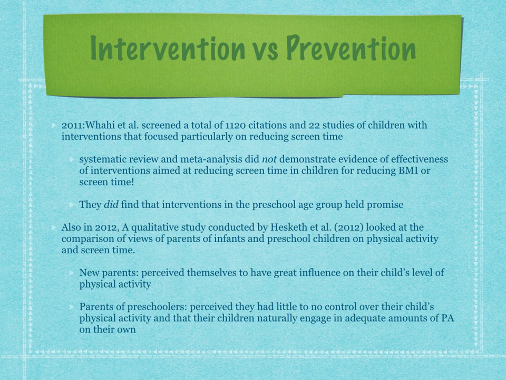So we'll move on to intervention versus prevention. In 2011, Wahi and company screened a total of 1,120 citations and 22 studies of children under the age of 18, with interventions that focus particularly on reducing screen time. The systematic review and meta-analysis did not demonstrate evidence of effectiveness of any interventions aimed at reducing screen time in children, or reducing BMI or screen time. So if the intervention aimed at reducing screen time, the BMI overall wasn't reduced, nor was the screen time reduced, basically is what they're saying. The gleaming light in this review is that they did find that interventions in the preschool age group did hold some promise. We'll come back to that.